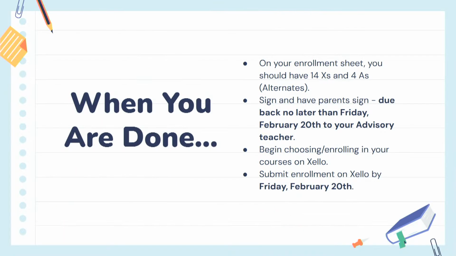When you are done, you should have 14 X's on your enrollment sheet and also 4 A's for those alternate classes. So 7 classes first semester and 7 classes second semester equal those 14 total X's. You need to have this signed by your parents and brought back to your advisory teacher by February 20th. In addition, you also need to click submit on your course planner and your Zello by February 20th. You have plenty of time to have those conversations with your friends, your teachers, and us.